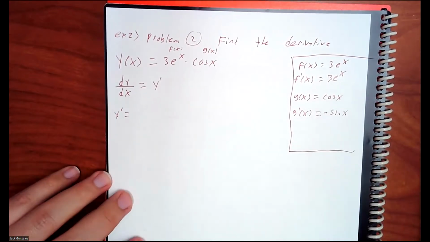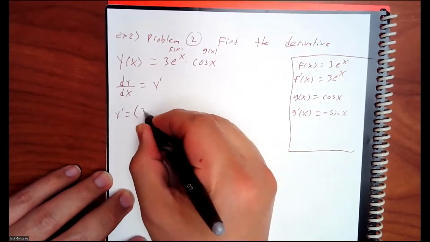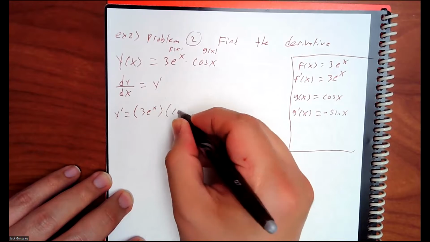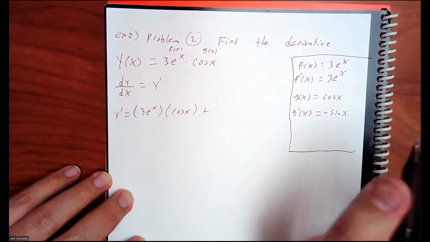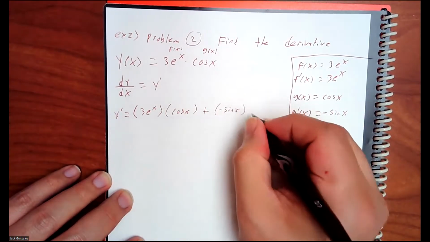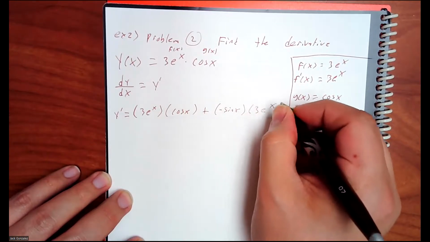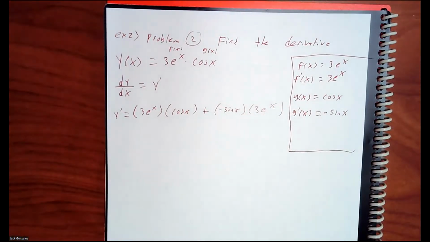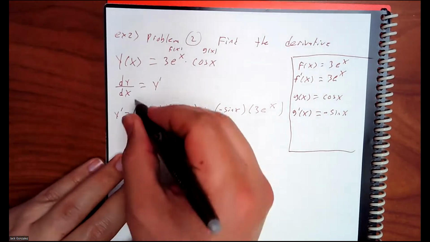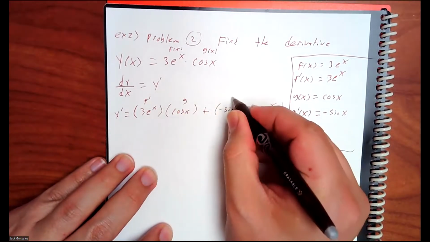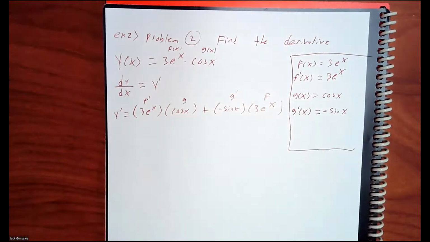Okay. So plug them in. So the formula is f prime g, right? 3e to the x times g plus g prime f. So this is f prime g plus g prime f. So we're just using a formula, nothing crazy. Any questions on this?